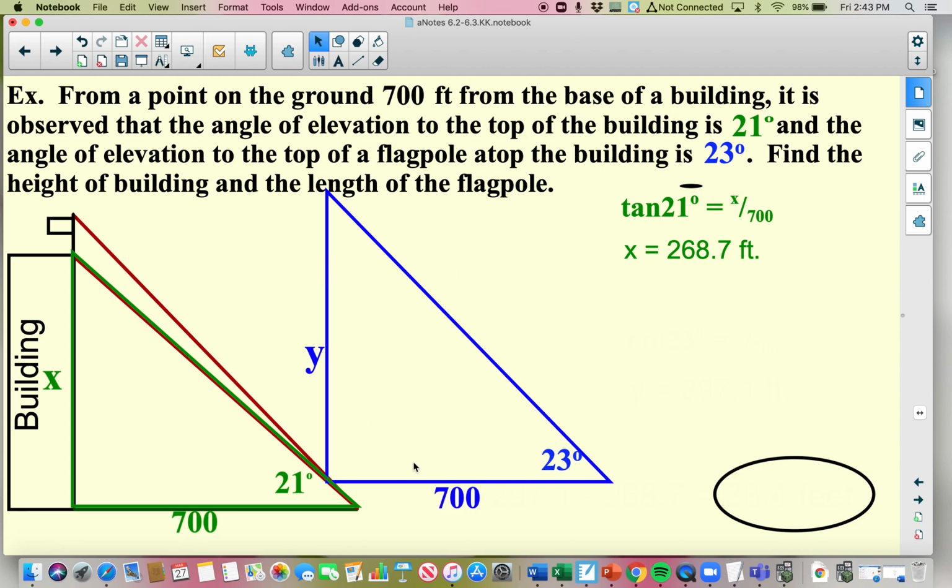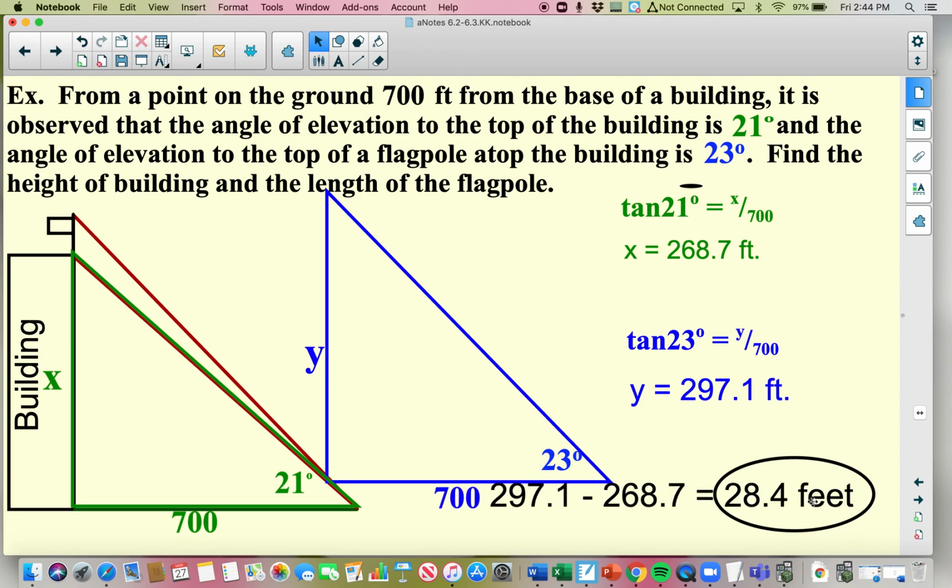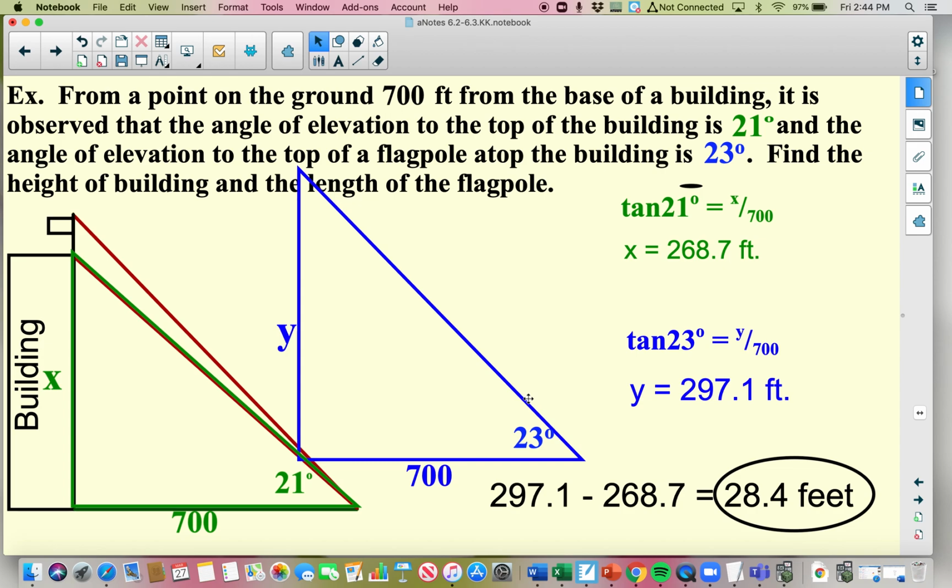Then if I go and do the same thing with my blue triangle, that's going to find Y. I can just set up a tangent ratio again. So tangent of 23 is opposite Y over adjacent 700, and then multiply the 700 over, and I got 297.1 feet. Now that is the distance of the building and the flagpole. So if I take my blue minus my green, that's going to give me the height of the flagpole. Okay, so I didn't circle this, sorry, but the green is the height of the building, and this circled answer is the height of your flagpole.